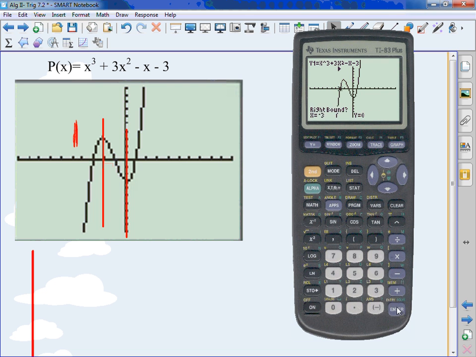Press enter. Now I need one over here. I can use 0. That's fine. Press enter. We just picked it. The maximum is at negative 2.15, 3.08. That's my maximum.